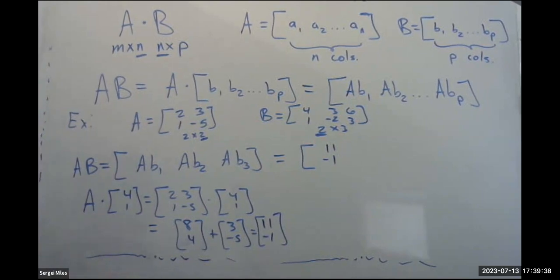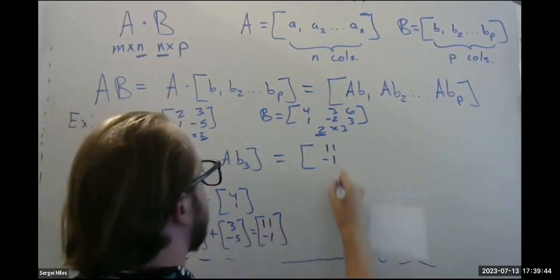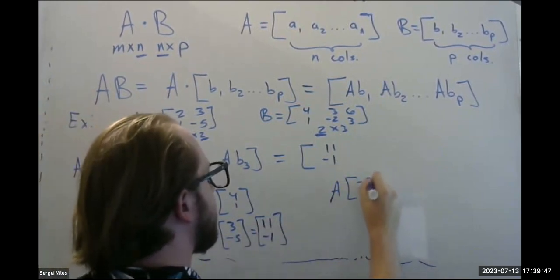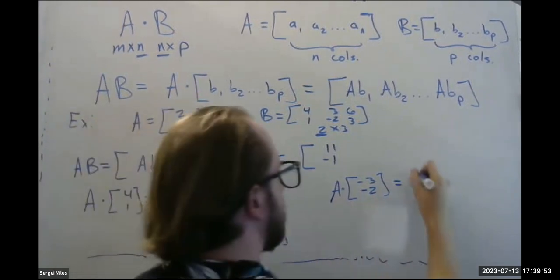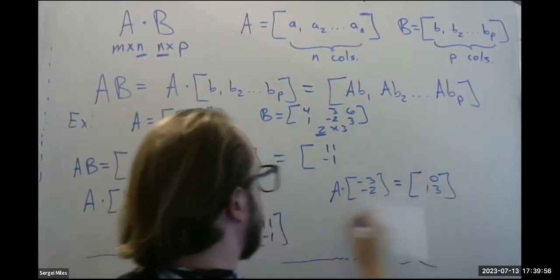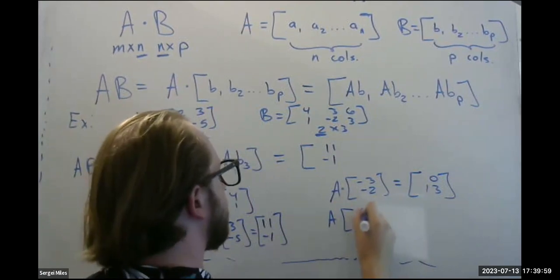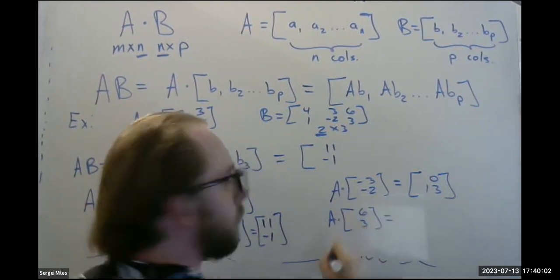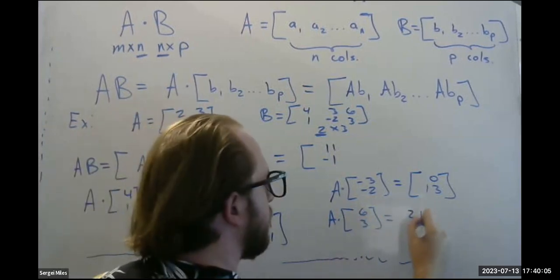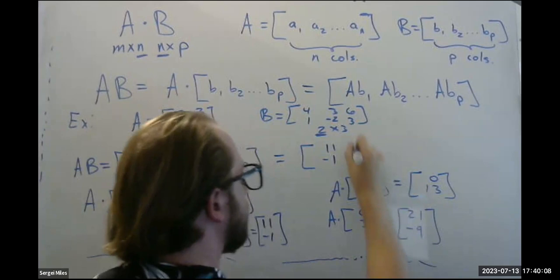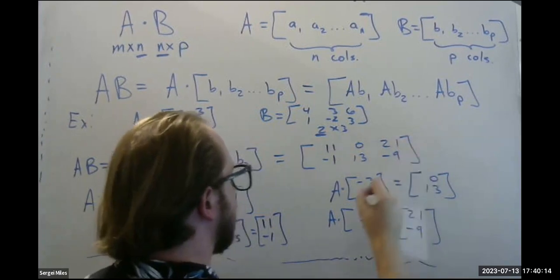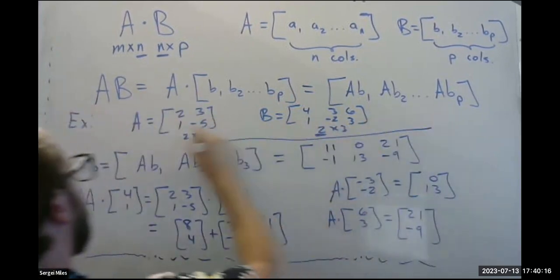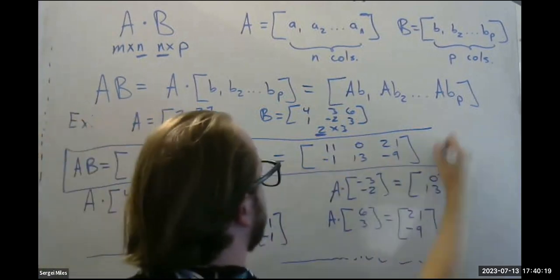And so you continue the process. Now, for the sake of time and space, I'm not going to write it all out here, but basically it's the same thing. If you do A times the second column, you're going to get 0, 13. And if you do A times the third column, we're going to get 21, -9. So 0, 13, 21, -9. And so, lo and behold, we have our answer.